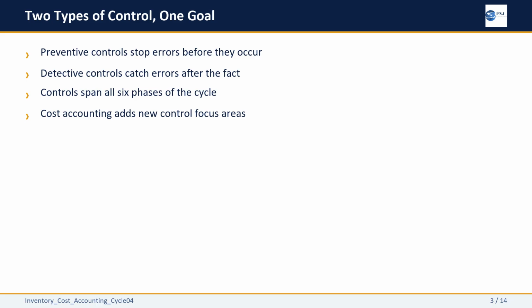With the new cost accounting focus, the spotlight falls on standard cost integrity, variance accountability, overhead approval, and spoilage classification. Let us now meet the risks these controls are built to defeat.